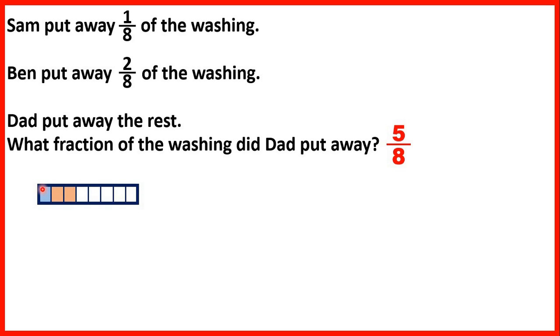On a fraction bar, we can show 1/8 in blue to show what Sam put away, and then we can have 2/8 in red to show what Ben put away. Now we know that Dad put away the rest, so that's this section here, and we can see that we have 5/8 put away by Dad.